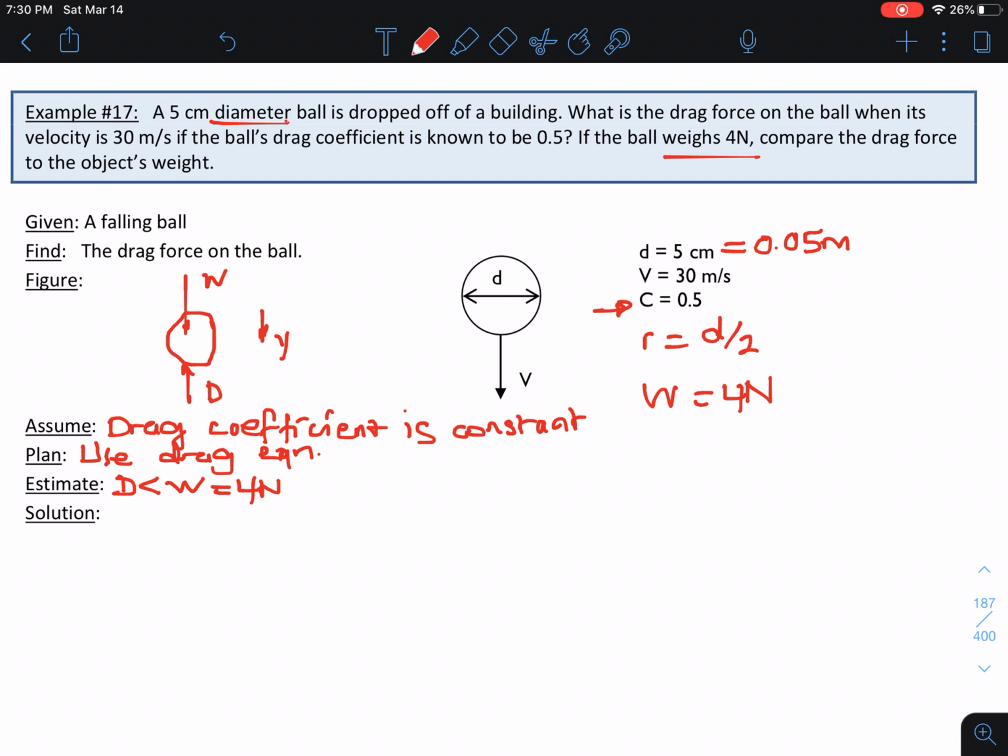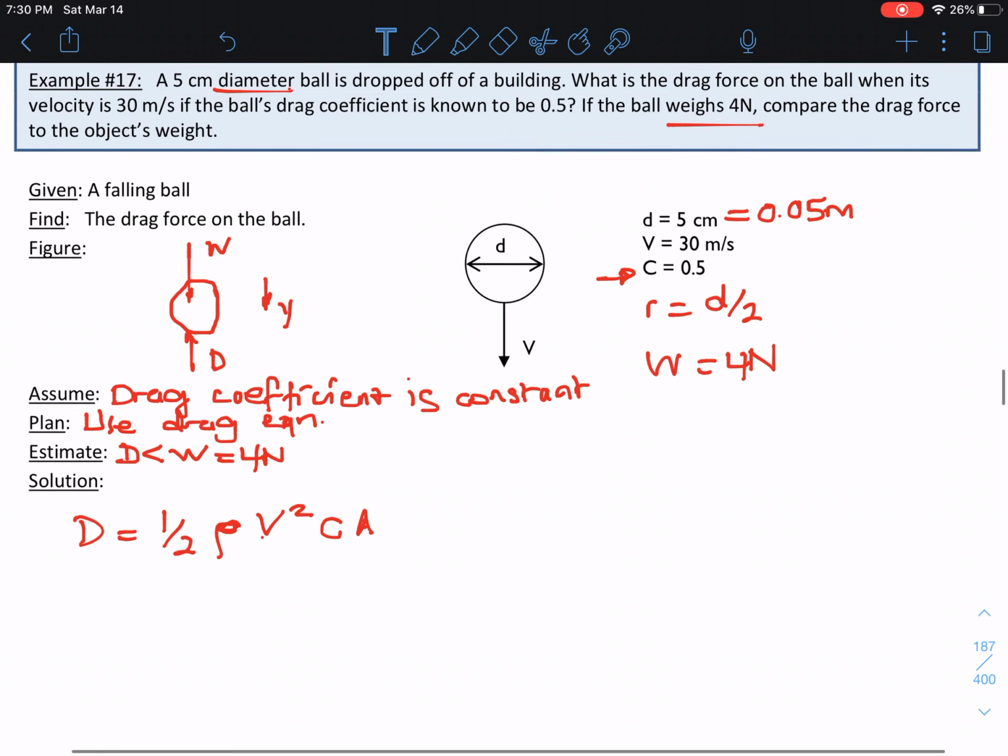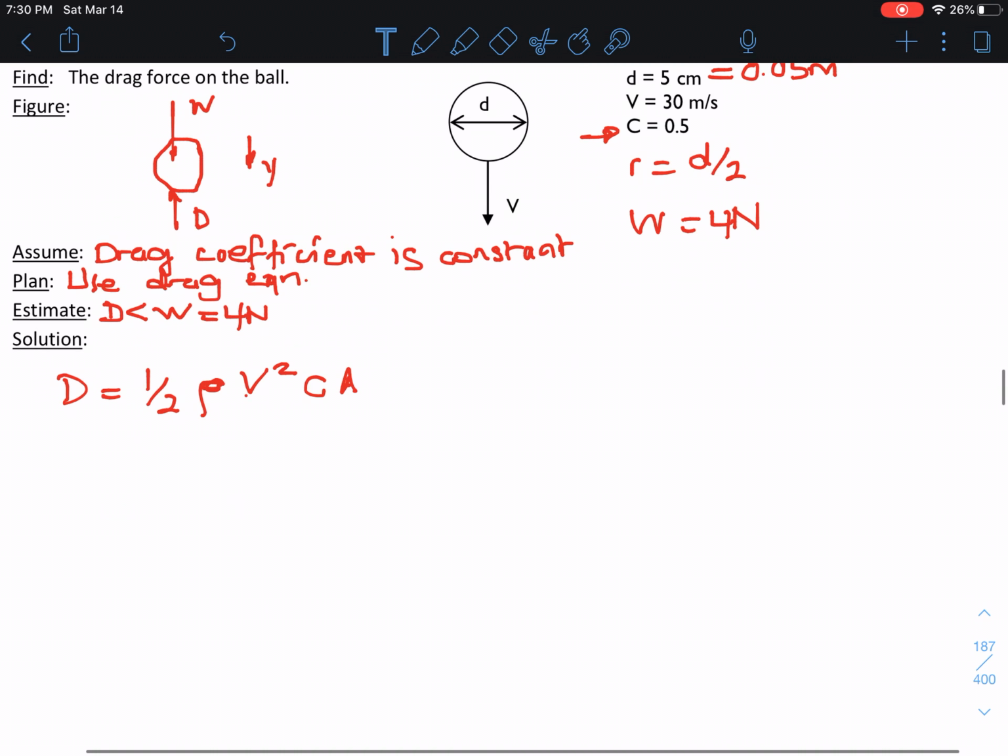Okay, so for this solution, let's first write down our equation. 1/2 rho v squared CA. Right. Okay, so let's put the numbers in now. Let's just kind of think about what we have. Actually, before putting the numbers in, let's just think about what A is.